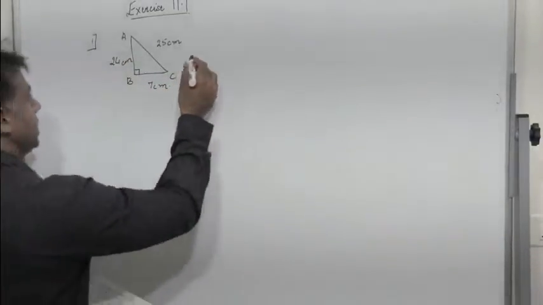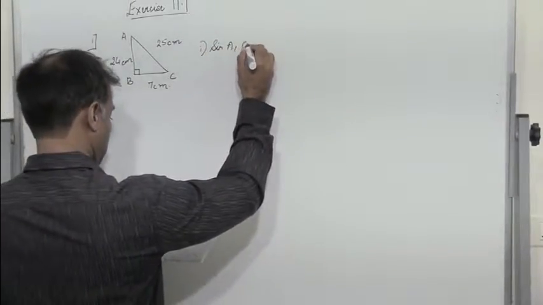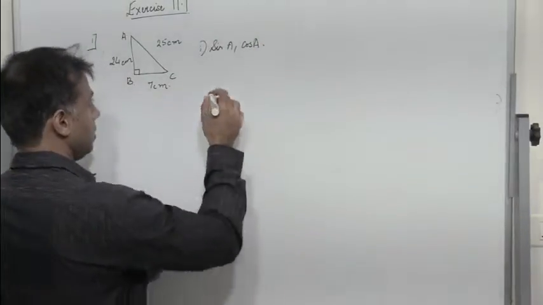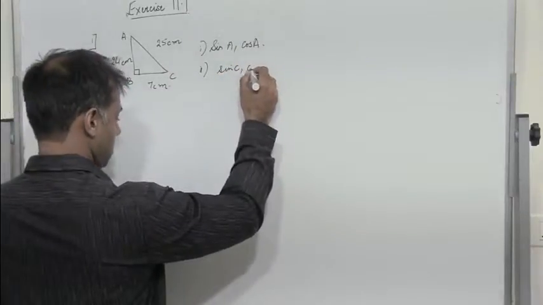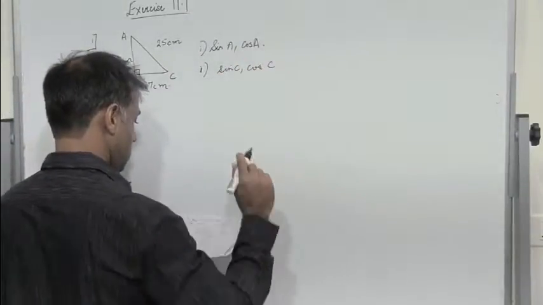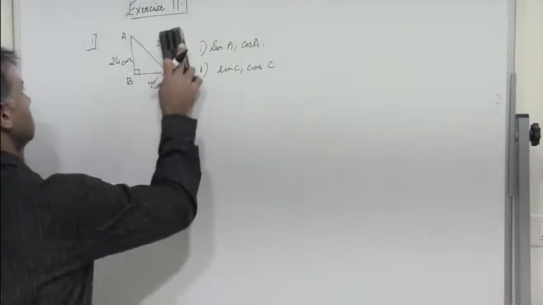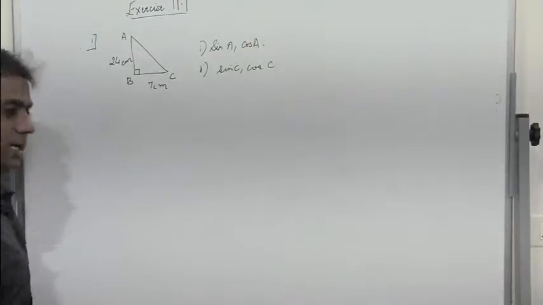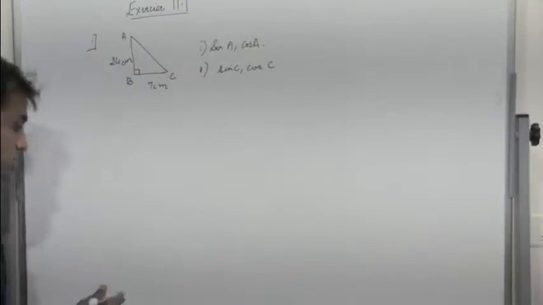Okay, so find first one, sine A, cos A, and two, sine C and cos C, right? So I guess we have to find AC, yes. So we need to find AC. So AB is known, BC is known, AC is not known.